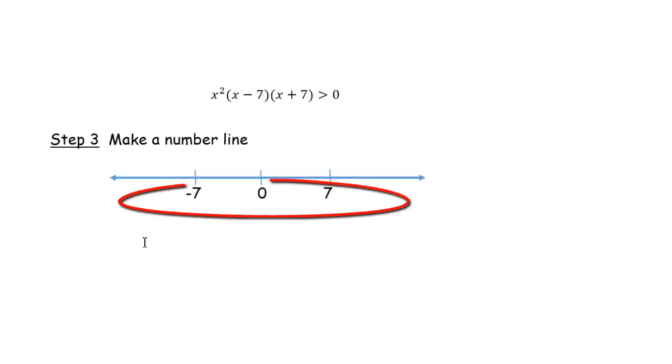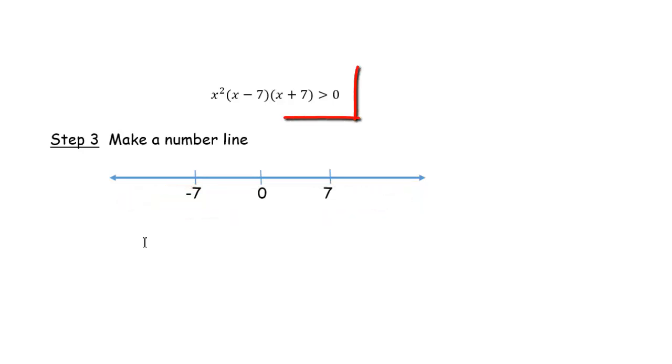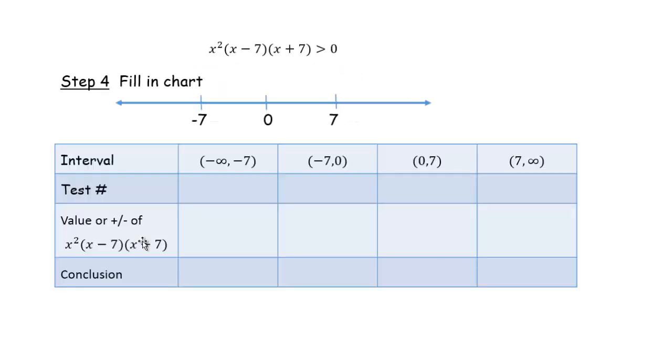Step 3, make a number line. Plot negative 7, 0, and 7. The original inequality is up here at the top. I'm just leaving that there to remind myself of what it is I'm trying to solve. Now we're going to make a chart. The three numbers I plotted break up the number line into 4 intervals: negative infinity to negative 7, negative 7 to 0, 0 to 7, and 7 to infinity.